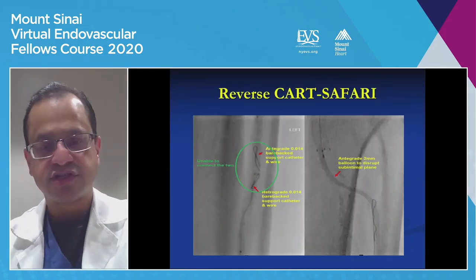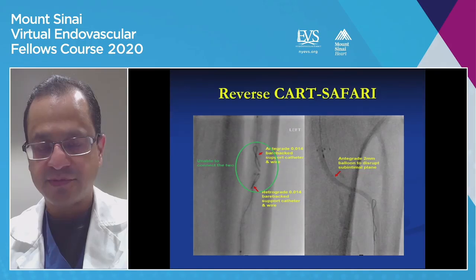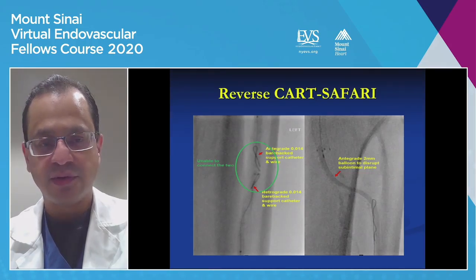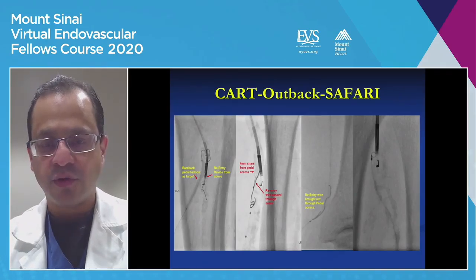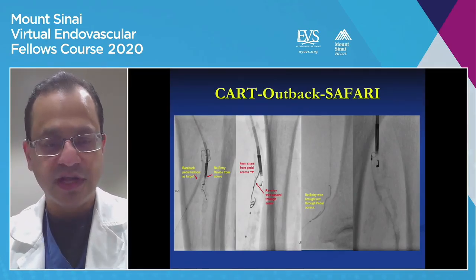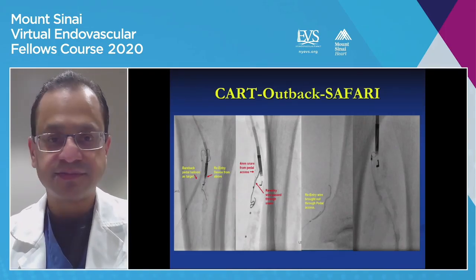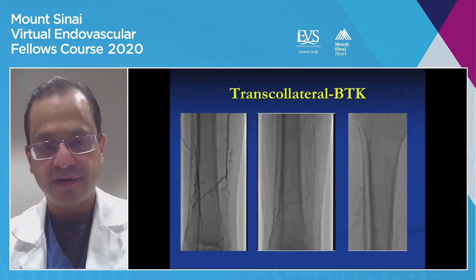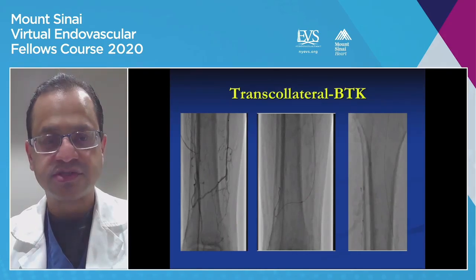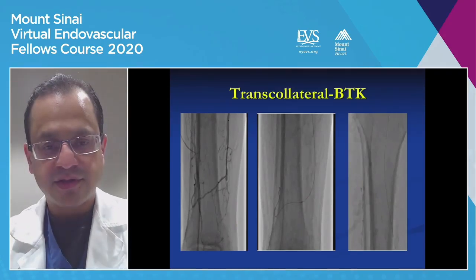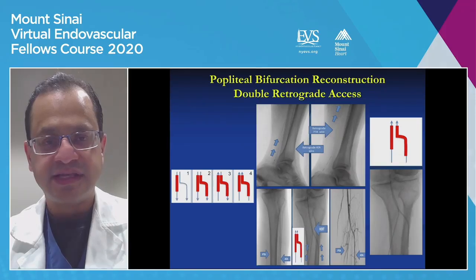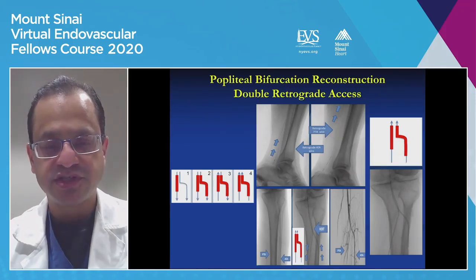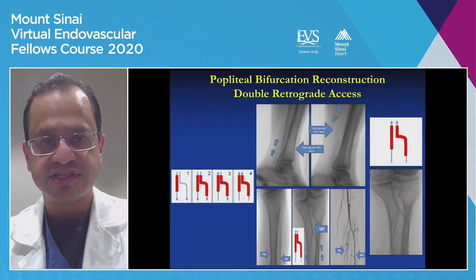Here's another example of reverse CART where you have the balloon inflated up top and then you come with a wire from below and then you snare it. Here's another case where you have a balloon inflated from below and then you poke through with an out-back and then you snare the wire out. Here is an advanced technique where you use transcollateral access to revascularize the CTO. Here's an example where you have double retrograde access and you pretty much recreate the popliteal artery as a bifurcation.